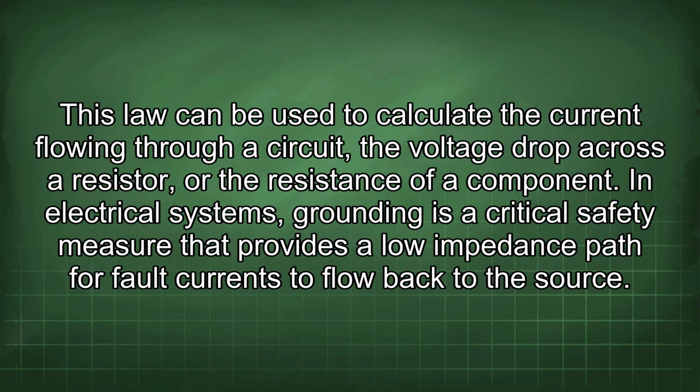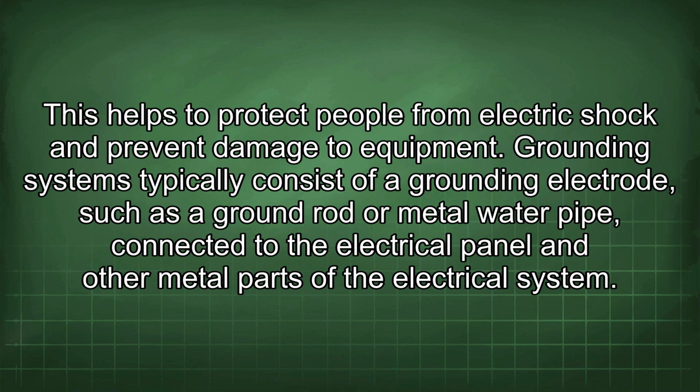In electrical systems, grounding is a critical safety measure that provides a low impedance path for fault currents to flow back to the source. This helps to protect people from electric shock and prevent damage to equipment. Grounding systems typically consist of a grounding electrode, such as a ground rod or metal water pipe, connected to the electrical panel and other metal parts of the electrical system.